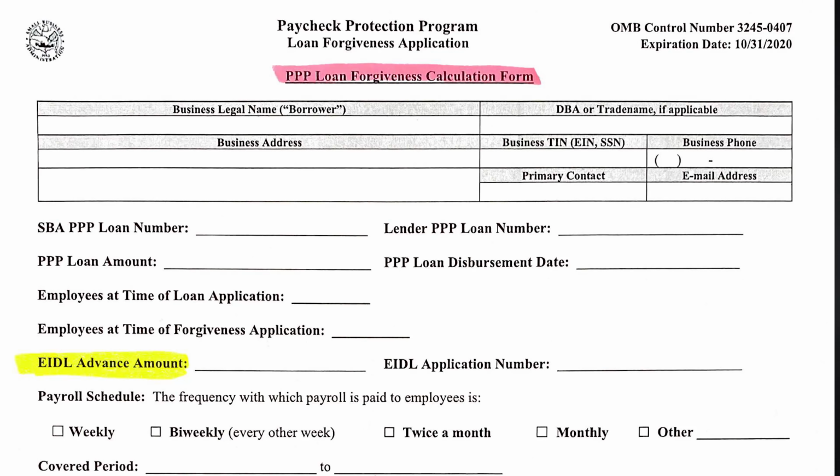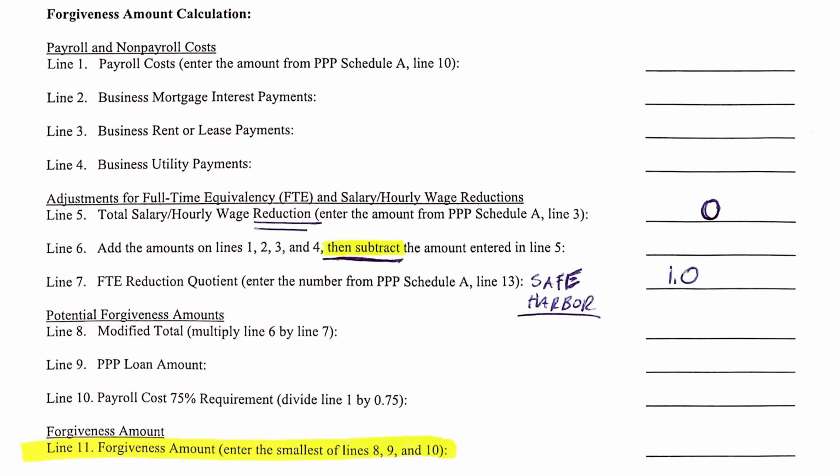Now, the next page that we're going to look at really quickly is the calculation form that you're going to go through. You can see that I have highlighted the EIDL advance amount. You just have to notate it so they can subtract it. That's what the SBA is going to do. And then you can see we can jump down to lines 1, 2, 3, and 4. Those are all the costs that we just went through.